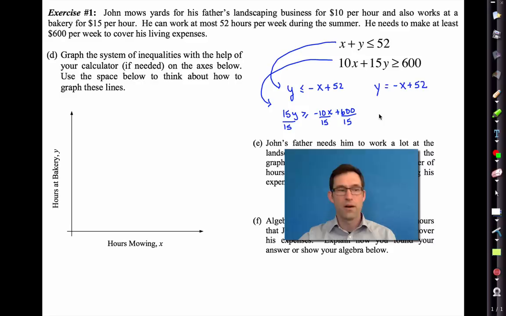Divide by 15. All right, and we're going to get y is greater than or equal to, we could reduce the negative 10 fifteenths. It does reduce nicely to negative 2/3. All right, and then 600 divided by 15 is 40. Okay, so I think I am going to use the calculator right now to help me out, because I'm going to have it graph these two lines, y equals negative 2/3 x plus 40, and y equals negative x plus 52. So let's open up the TI-84 Plus.